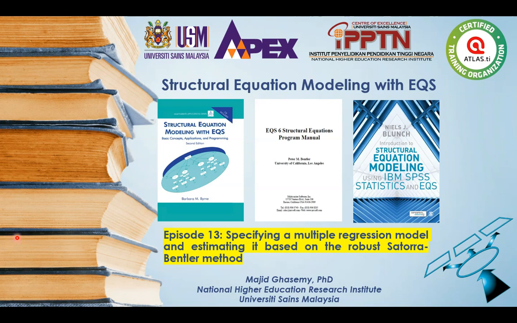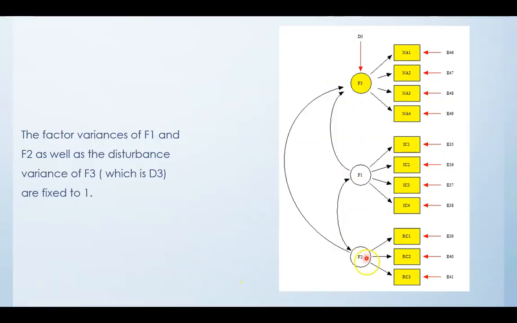In this video I'm going to show you how to specify a multiple regression model and estimate it based on the robust Satorra-Bentler method. So this is our model. As you can see, we have two predictors, factor 1 and factor 2, and one outcome, which is factor 3. Factor 1 is interpersonal conflict with 4 items, and factor 2 is role conflict with 3 items, and our outcome factor is negative affect with 4 items.